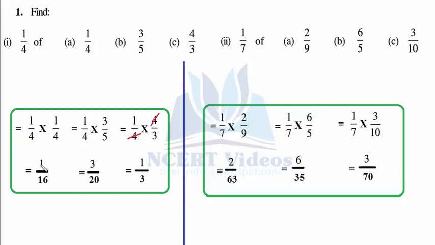Now simplifying. 1 over 16. This is 3 over 5 fours are 20. And this is 4 4 cancel, cutting opportunity, 3. So this was your first part.